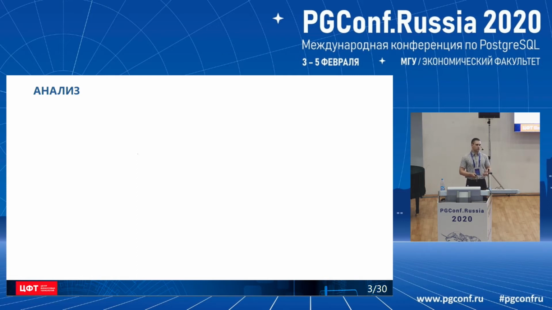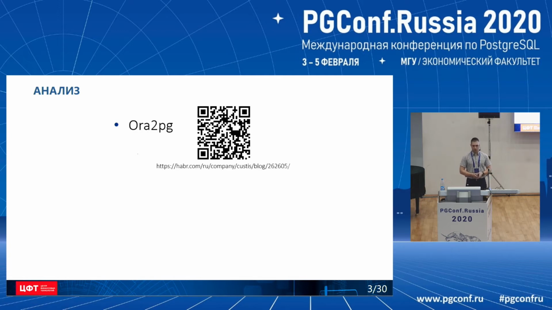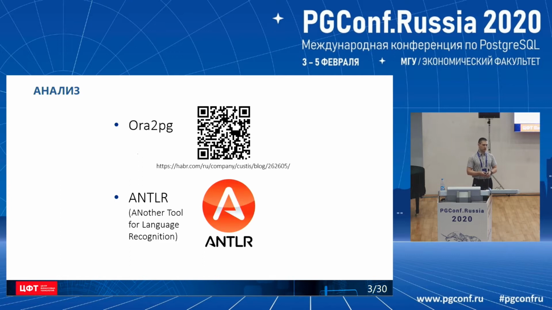When a certain task appears in front of you, what do you do first of all? You go online and you start looking. Did anybody do a similar thing before you did? We were lucky, and we found a tool, Ora2Pg. Moreover, on Habr, there was a great article regarding how you can migrate a database from Oracle to Postgres. We watched all the videos on YouTube from all the previous Postgres conferences of these years. There were a number of interesting things.